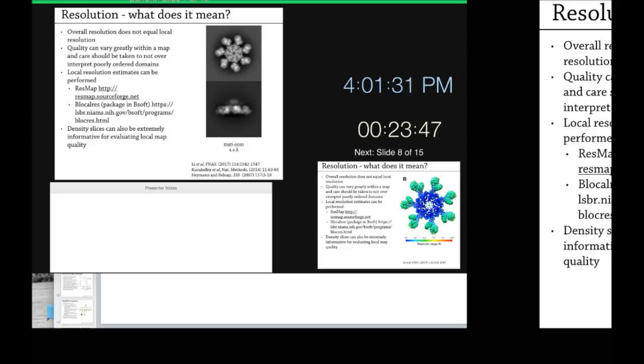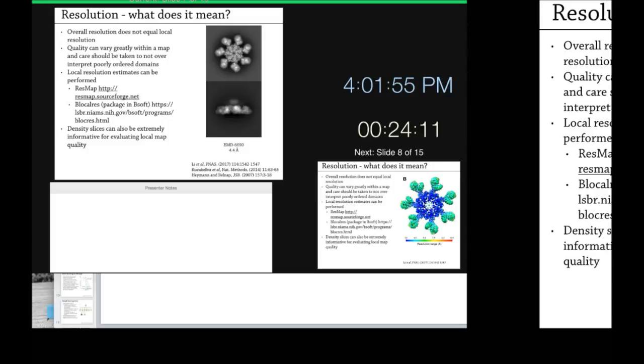And so your overall resolution doesn't apply to either of those pieces. One of them is going to be a much higher resolution, one of them is going to be lower resolution. And so it's really important to take a good amount of care to evaluate what the part of the map is that you want to talk about. What is the biological relevance, and what can you interpret from the resolution at the particular region that you're looking at? And so I think that local resolution estimations are extremely important.